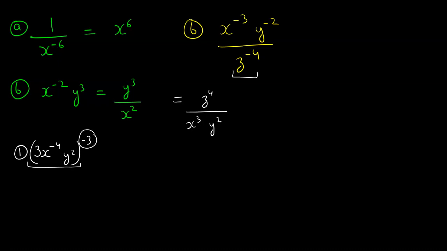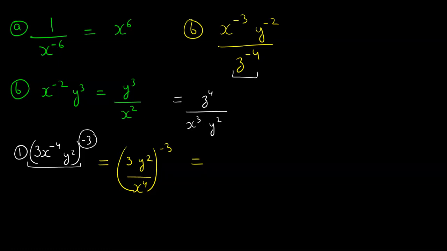So I will show you this example and you will try to do the next problem. In this one we have 3, which is already positive, so we simply write this, and y square is also positive, so we also write this in the numerator. X has the power of negative 4, so that goes to the denominator and that becomes positive, and we still have the whole thing as a negative 3.